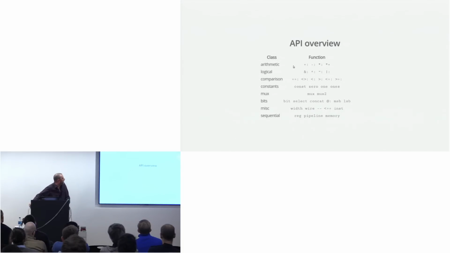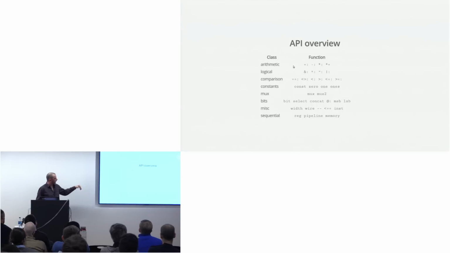In terms of the API, I mean, there are an awful lot more functions than that, but this is really the core. Everything gets built on this basic core. You've got general arithmetic, logical operations, comparisons, constants, muxes. Bits are kind of interesting. What we're dealing with are not fixed size integers or anything like that. We're dealing with fixed size, but variable sized vectors. Vectors of any size, be it 1 bit or 1,000 bits.